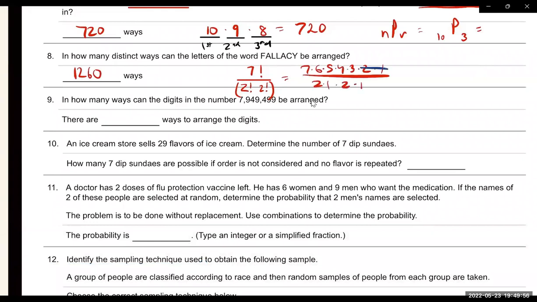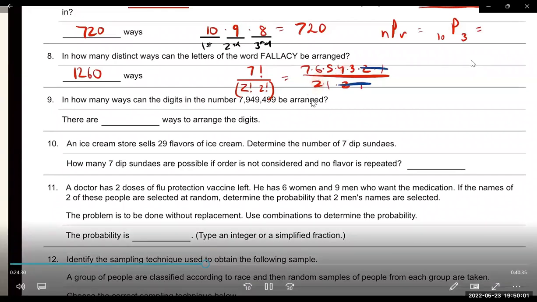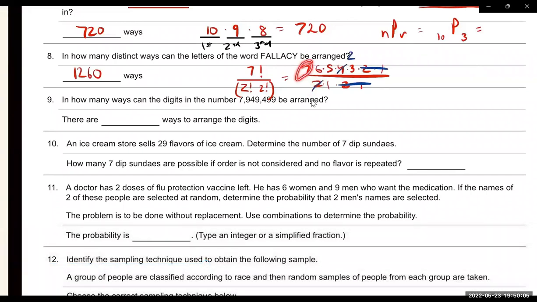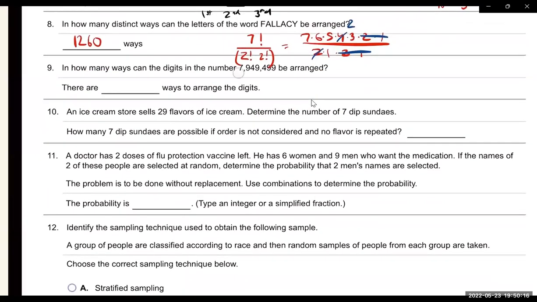You can cancel out the 2 ones. And then you see that 2 goes into 4 twice. So now you have 7 times 6 times 5 times 2 times 3, and you should get 1260. So that's how you would do it without the calculator function. All right, same thing for the next one. Let's look at the next one.